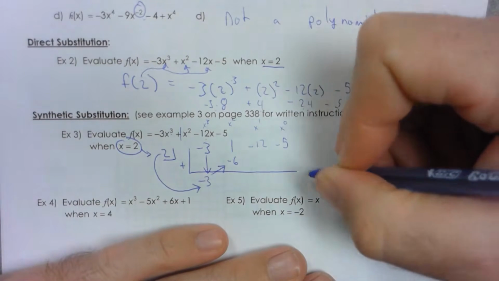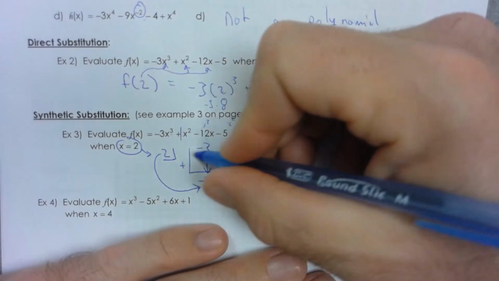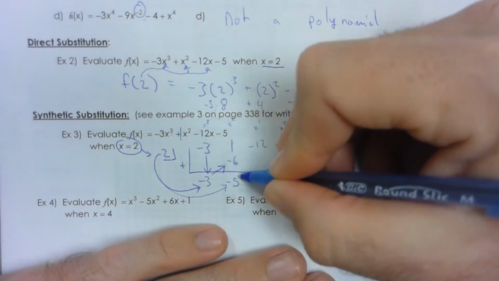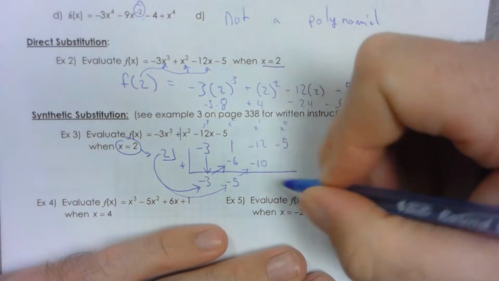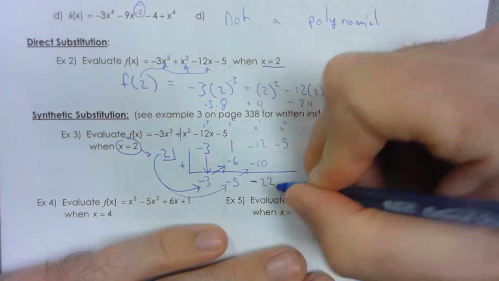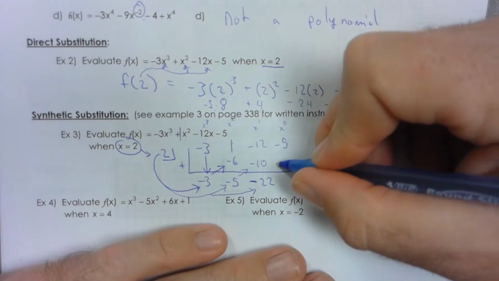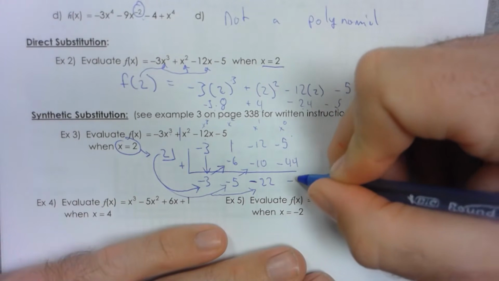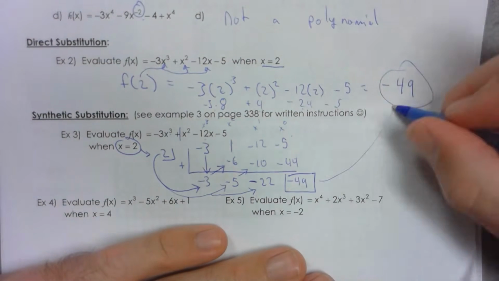After you multiply around, you add down. 1 plus negative 6 is negative 5. Add down, multiply around. 2 times negative 5 is negative 10. Plus negative 12 is negative 22. Add down, multiply around. 2 times negative 22 is negative 44. Add down, negative 5 minus 44 is negative 49. And the very last number is your value. Oh, notice we got the same thing.